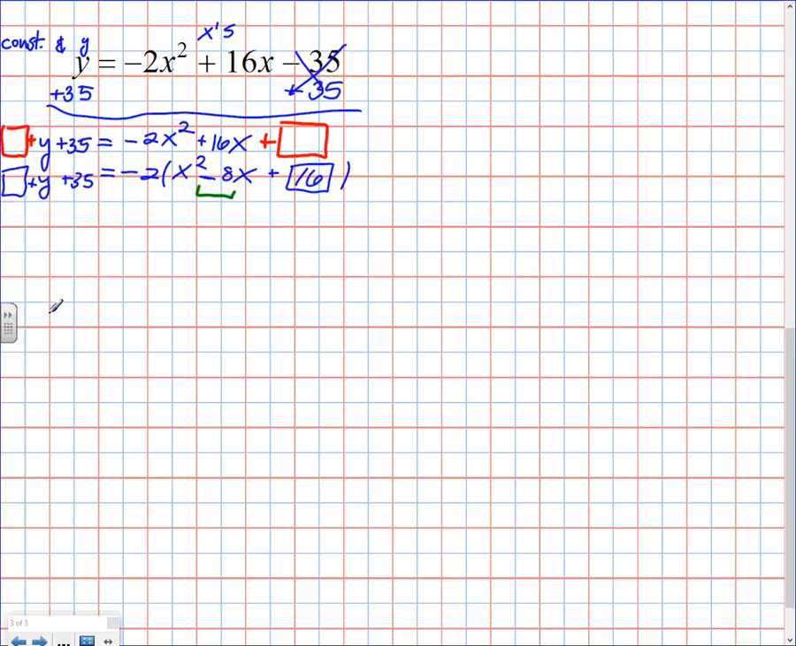Now the biggest mistake many students make is they put 16 in here, and they argue that you should add the same thing on both sides. If you added 16 over here, you should add 16 over here. And the answer is no, I'm not actually adding 16. Remember, everything in here is being multiplied by negative 2. So 16 multiplied by negative 2 will give you negative 32. So you're actually adding negative 32. That's what you're adding.